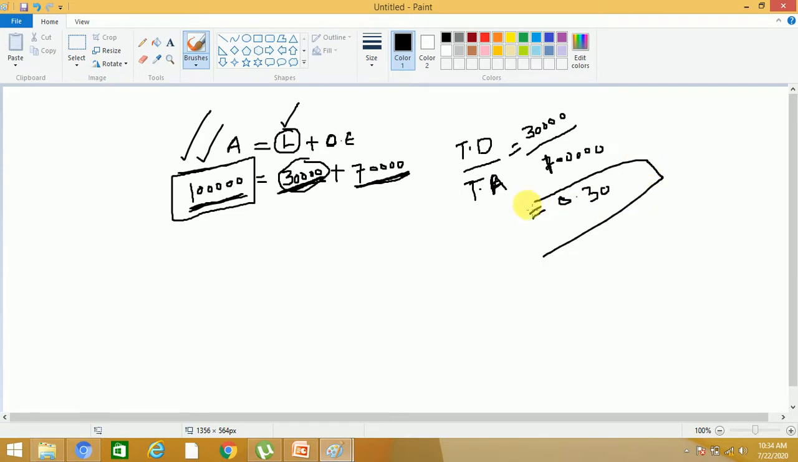So it means in our business the percentage of debt is 30%. Out of the total assets, 30% belongs to the outsiders. Out of the total business, 30% financing belongs to the outsiders, and 70% belongs to the insiders.